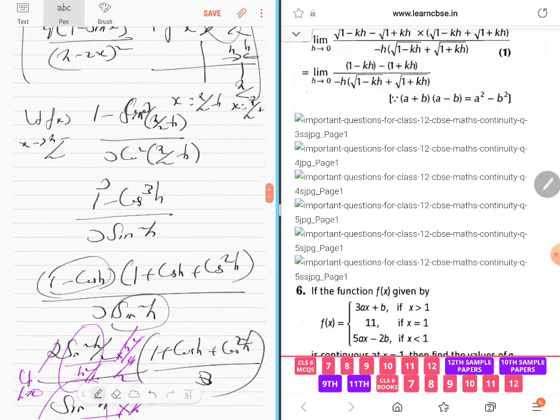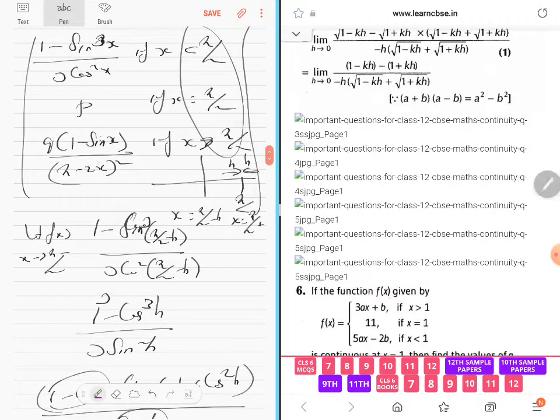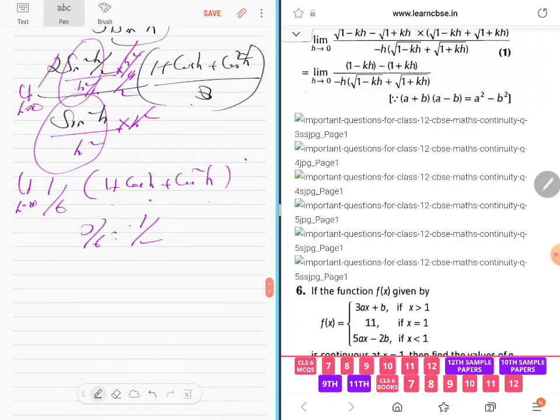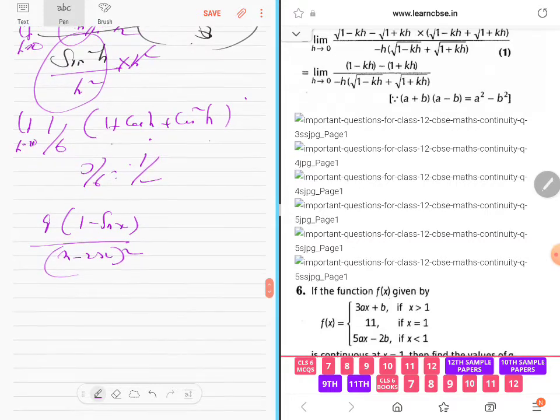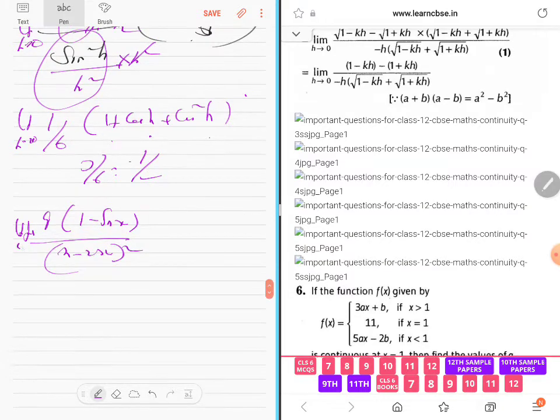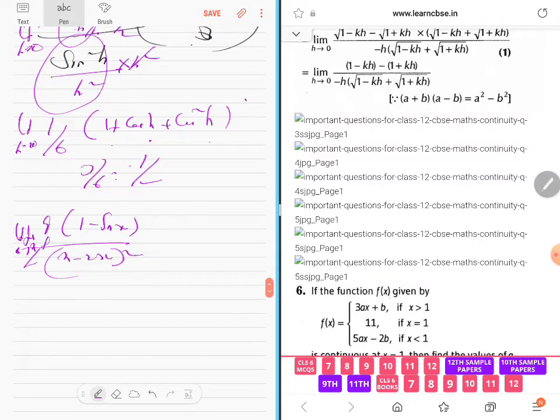Let's do the right limit. What is it for the right limit? q into 1 minus sin x by pi minus 2x the whole square. For x I should write pi by 2 plus h. So the limit of f of x as x tends to pi by 2 from the right: q into 1 minus sin of (pi by 2 plus h) by pi minus 2 into (pi by 2 plus h) the whole square.